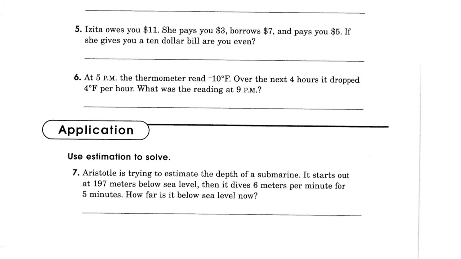So Aristotle is trying to estimate the depth of a submarine. It starts out as 197 meters below sea level. Well, if it's below, that's a negative 197. Then it dives 6 meters per minute for 5 minutes. Well, 6 meters dives would be negative because it's going down. And then I have 5 minutes. So I have to multiply those two together. And then I'm going to add it to that. So there's your problem. You'll need to get an answer and then label it.